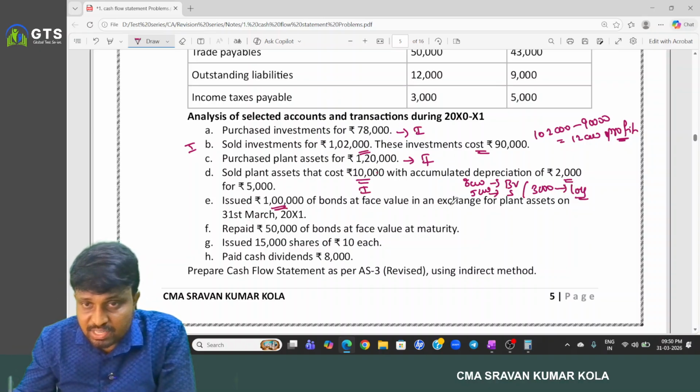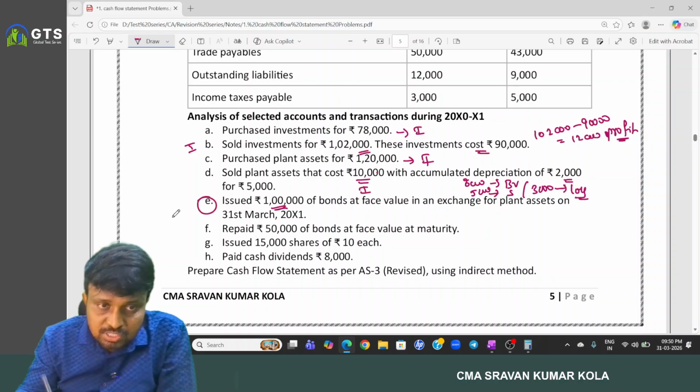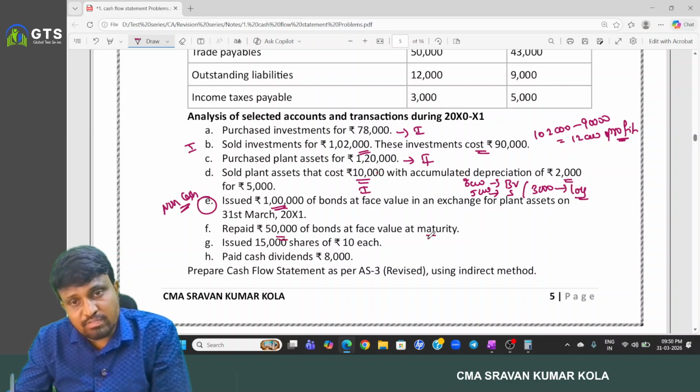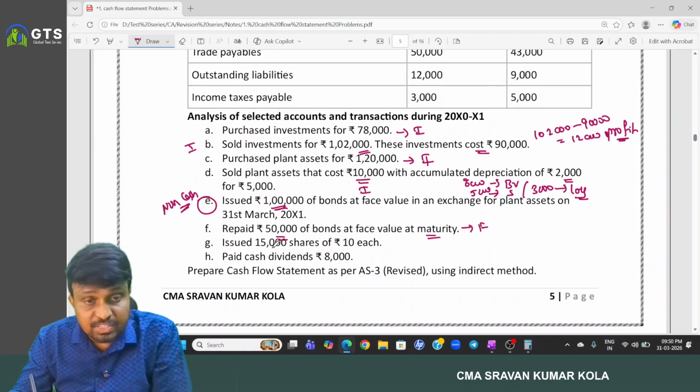Issue of 1 lakh bonds at face value in exchange for plant and machinery. So this is a non-cash transaction because no cash is involved in the transaction. Repaid 50,000 of bonds at face value at maturity. This is a financing activity. Issued 15,000 shares, so this is a financing activity. Cash dividend paid is also a financing activity.